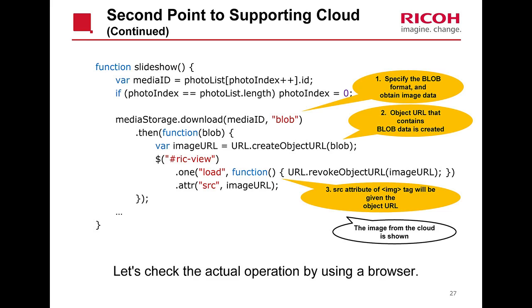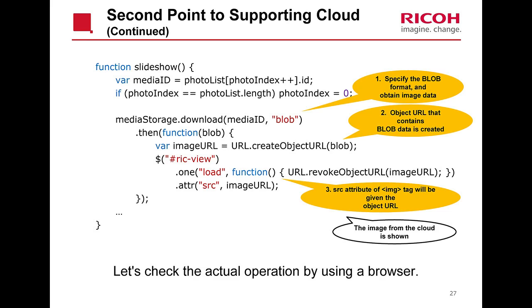Then, object URL is generated. This URL can be set in the source attribute of image tag. When you do so, the image will be displayed. This url.createObjectURL method is supported in the browser environment. It can be used by relatively new browsers.